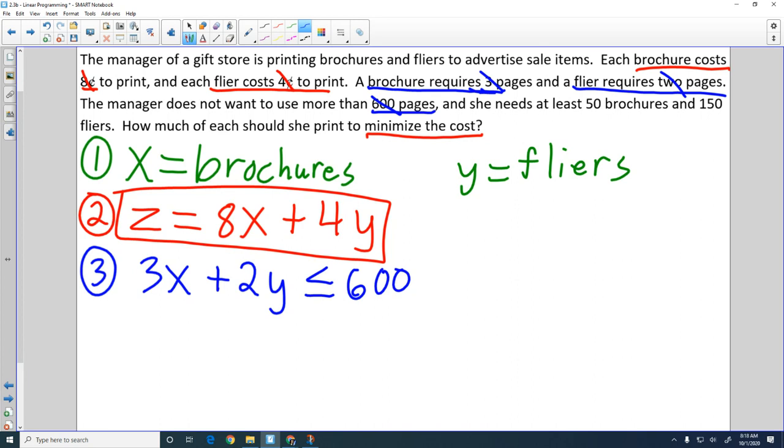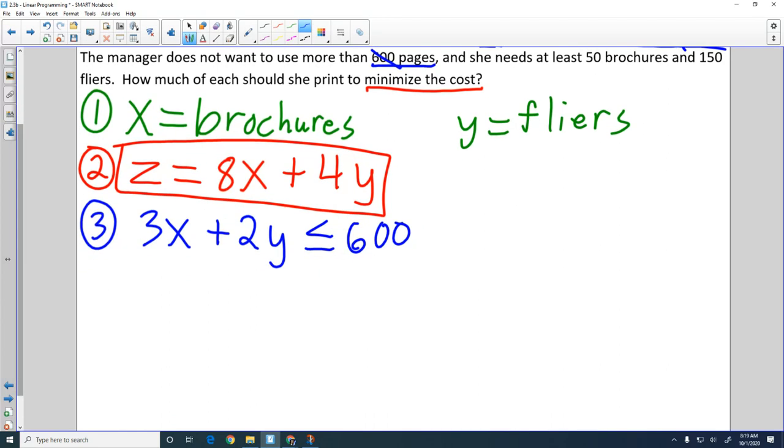And then just to keep me sane, I'm going to cross off those numbers so I don't accidentally use them again. Do you see any other numbers somewhere in this word problem? I do too. She needs at least 50 brochures. Right? That right there is one constraint. I need at least 50 brochures. Brochures are X. And if it's going to be at least 50, would that be greater than or less than 50? A greater than. I can be over that number. I can't be under it because I need at least. Like 50's got to be the lowest number. So X has to be at least 50 or greater than or equal to 50. Cross that off.